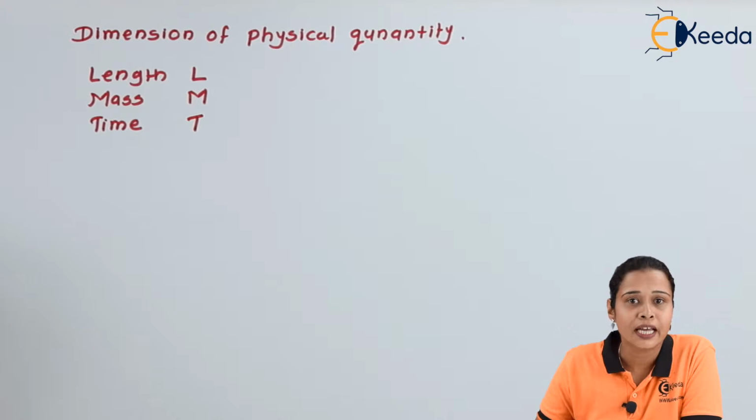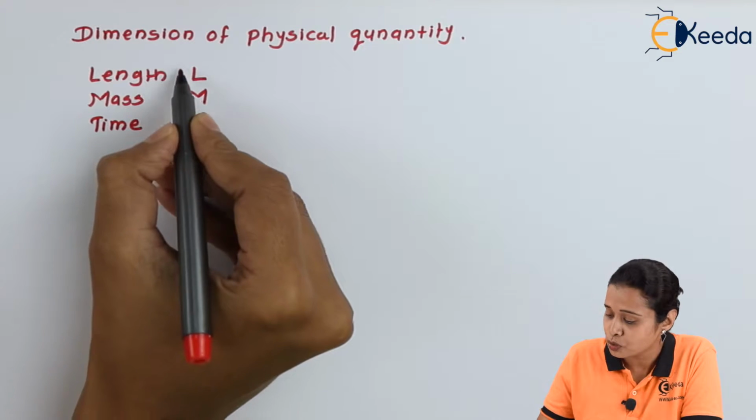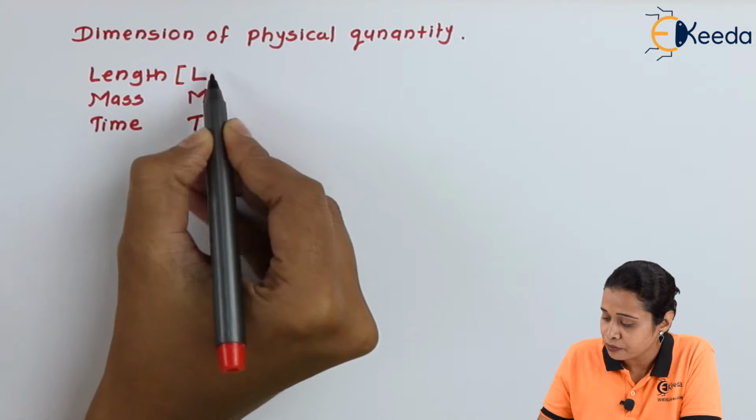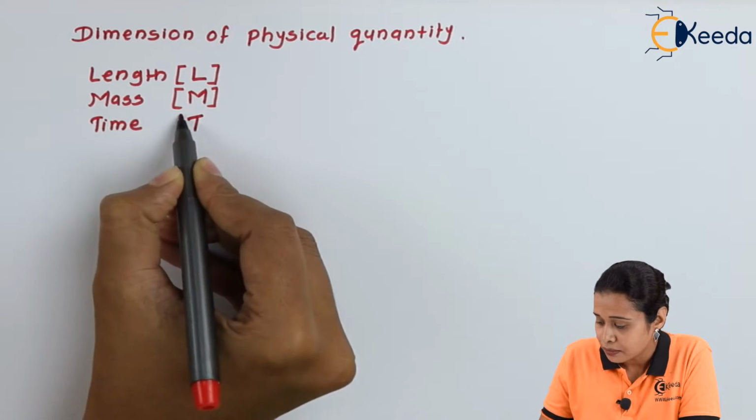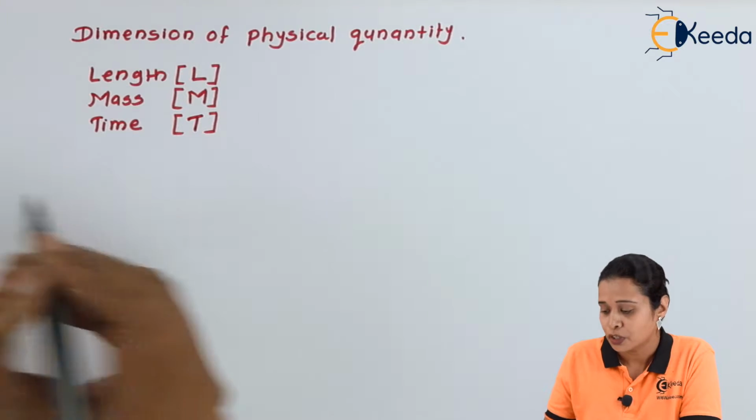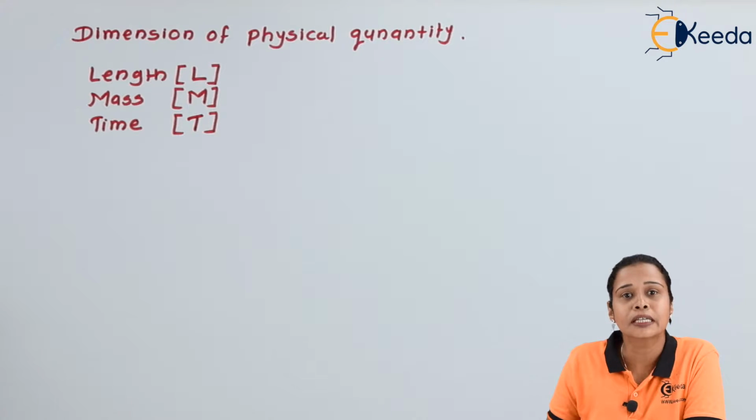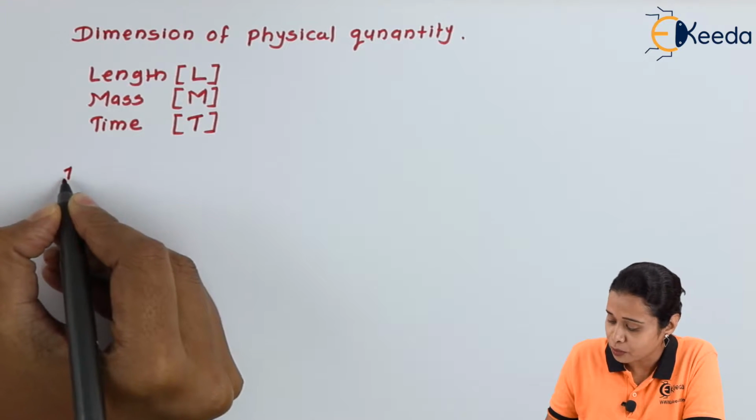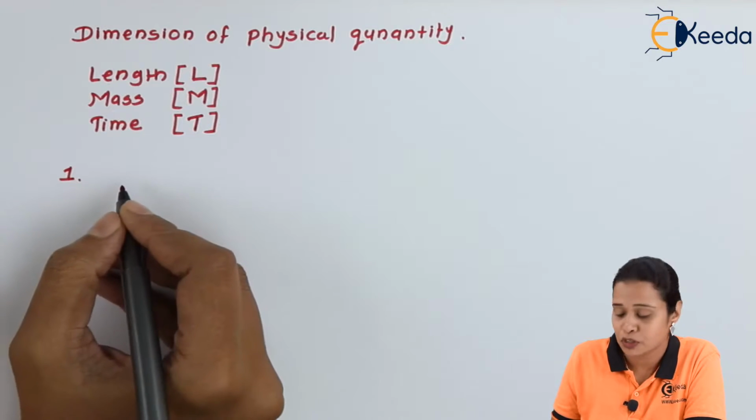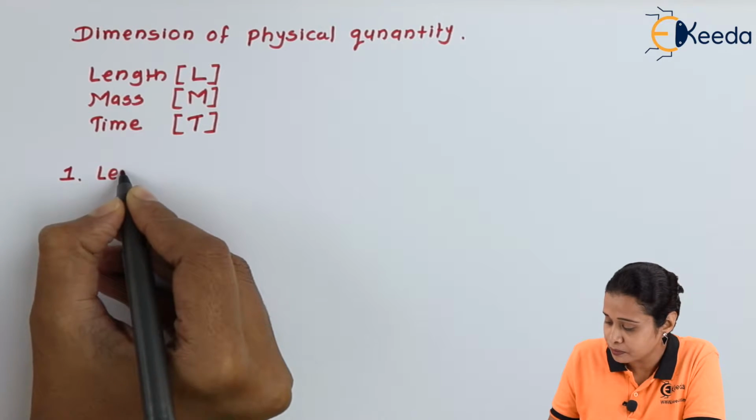And we always write dimension in square bracket. So the dimension of L will be in the square bracket like this. So first thing we will find out here dimensions of physical quantity, and first quantity we will consider, that is a length. So let us start from the length. What are the dimension of length? So we'll write here.